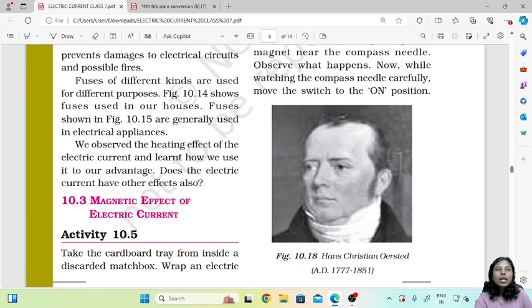Okay, so this was it for today's video. We saw about electric current, what it is, what are the different symbols used, and we also learned about the heating effect of electric current.